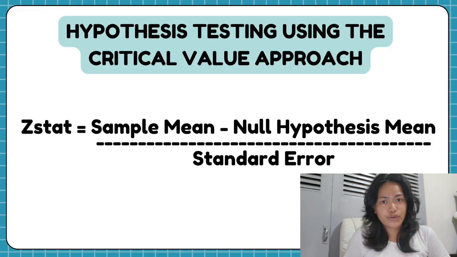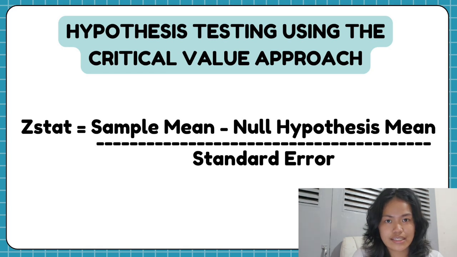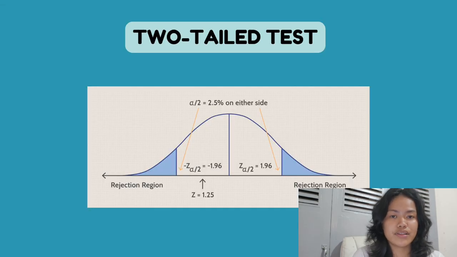Next, we compute the test statistic from the sample data that we have collected. For this, we use the z-test statistic or z-stat. The formula for the z-stat is the sample mean minus the null hypothesis mean, divided by the standard error. For example, our sample mean is 12, our null hypothesis mean is 10, and our standard error is 2. We get an answer of 1.0, and the larger the absolute value of the z-stat, the farther the sample result is from the null hypothesis.